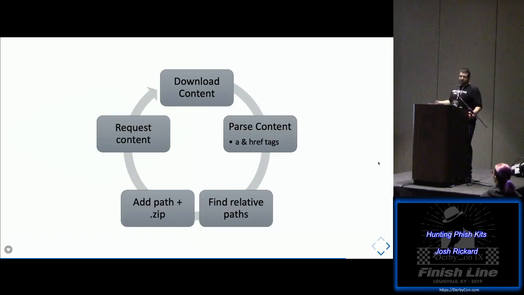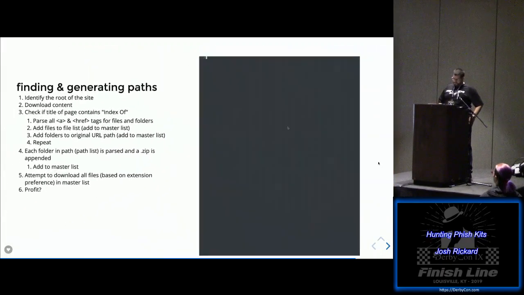Parse the content, look for any A or href HTML tags, and find any of those relative paths, meaning if you're in an href, you'll have a folder path. Add them to a master list, and then just start adding .zip to each one of those as you expand. And just keep doing this recursively across every page that you encounter on that site. And then you just request content, and you just keep going back and forth.